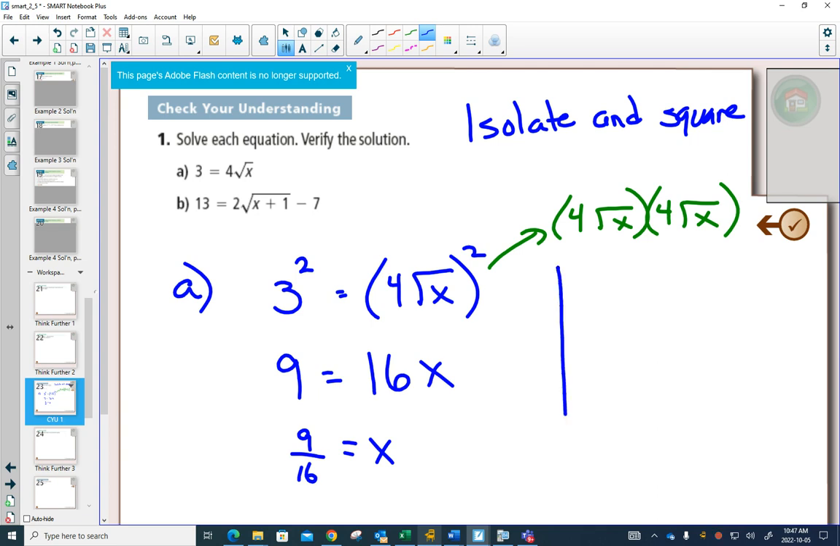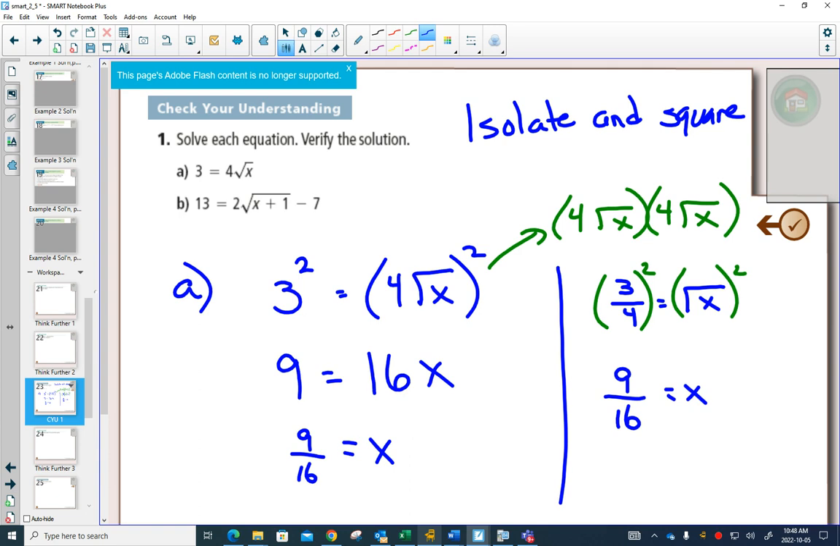Okay? If you had decided to divide both sides by 4 to begin with, totally okay, because in equation solving, you can use all the rules that you've had in the past. What you do to one side of the equation, you can do to the other side of the equation. And then I square both sides. Squaring a fraction means multiply by itself. How do I multiply fractions? Multiply the tops, multiply the bottoms, and you would get the same answer.